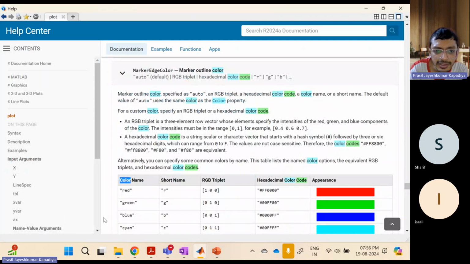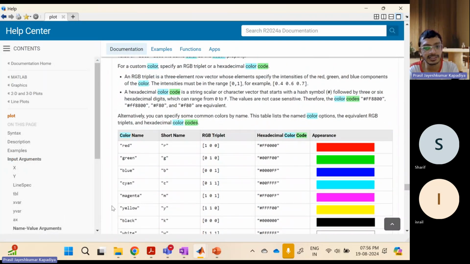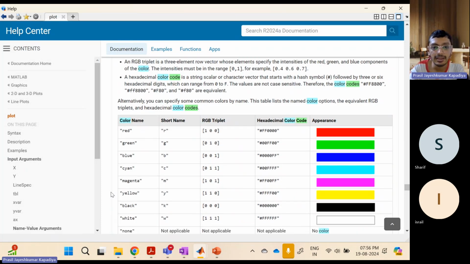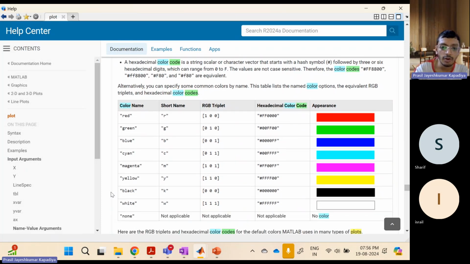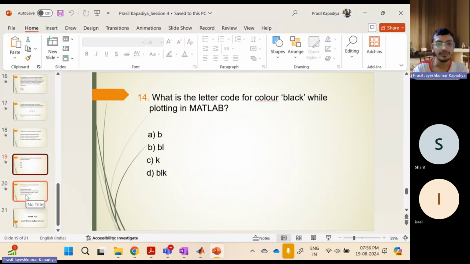See, for red it is R, for green it is G, for blue it is B, for cyan it is C, magenta M, yellow Y, black K, and white W. So for black it is K. So right answer is option C.